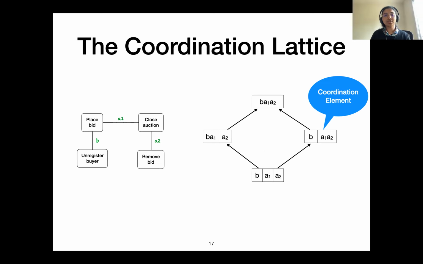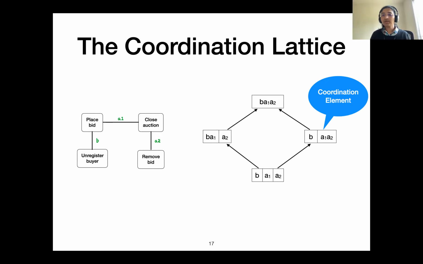Now let us take a look at the conflict graph of the auction example. I have shortened the names of the coordination conditions: B for the buyer, A1 for the conflict between place bid and close auction, and A2 for the conflict between close auction and remove bid. The right-hand side represents the projection of the coordination lattice along the granularity dimension. You can see that the bottommost element in the structure represents the finest, fine-grained locks, and the topmost represents the coarsest. We can see a single box with all the names concatenated, which represents only one lock. The bottom one is partitioned into three separate boxes.